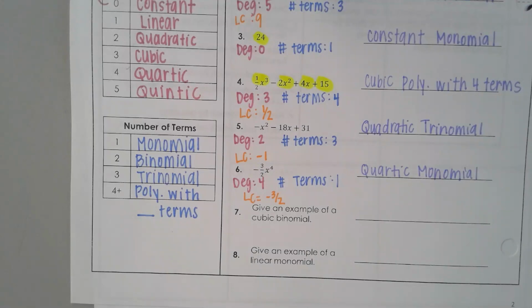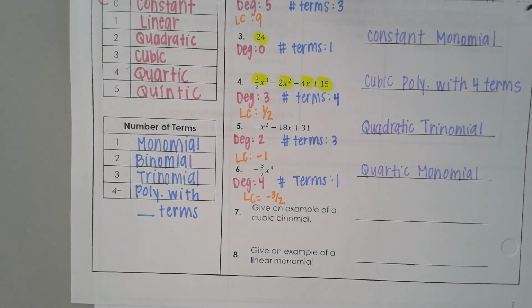Okay. Number 6 has a degree of 4. Only 1 term, because nothing is being added or subtracted to it. And the leading coefficient is -3/2. So it is a quartic monomial. Any questions?